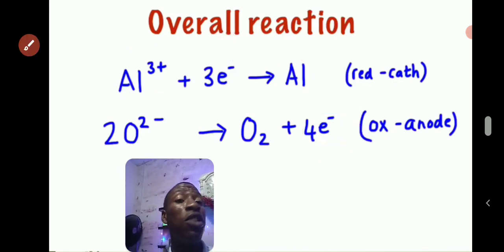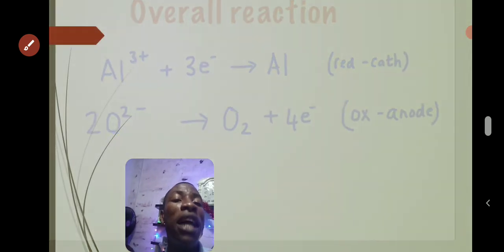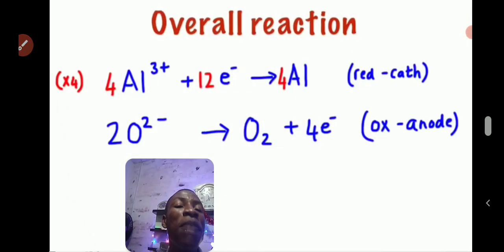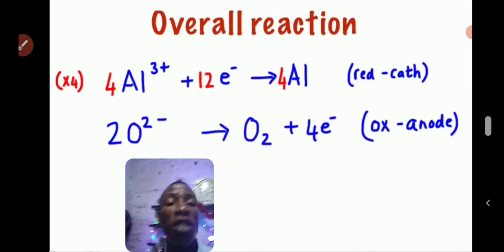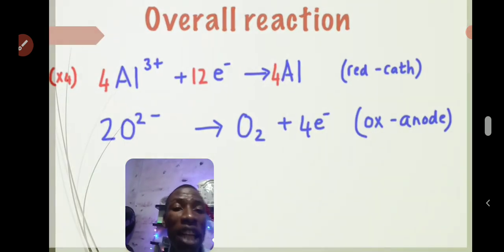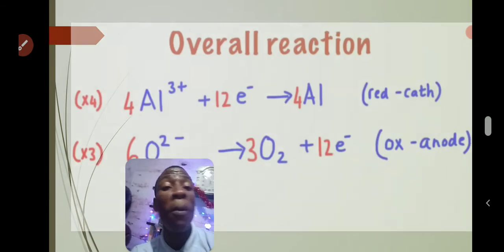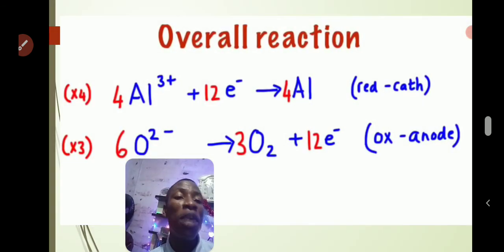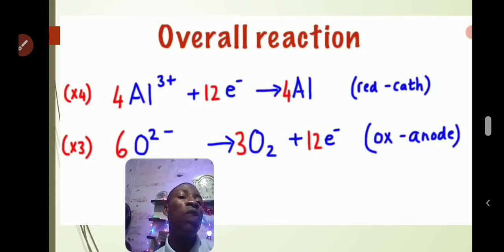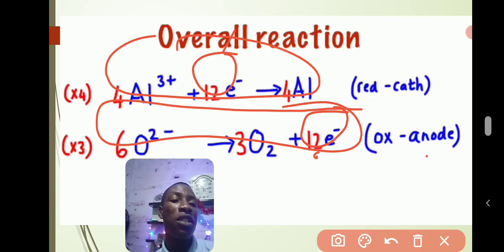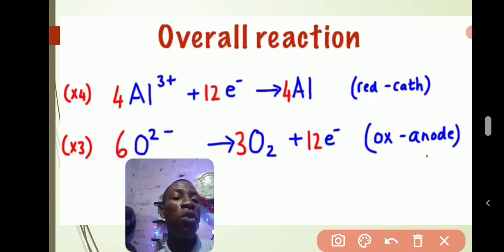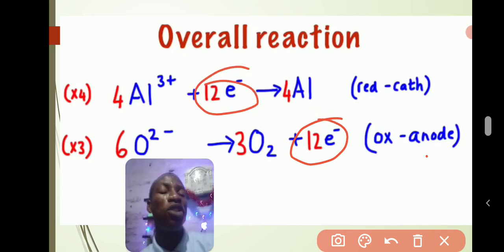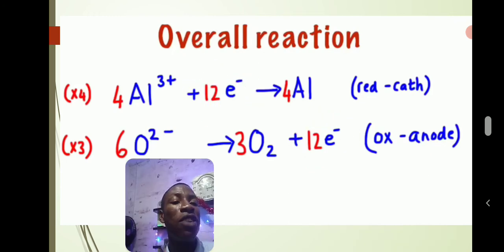like a simultaneous equation. So when you multiply the first equation by 4, you'll have what you see on the screen. Then the second equation also multiplied by 3, you'll have this on the screen. So now we have 12 electrons in both equations. So 12 electrons there, 12 electrons there. They can easily cancel out.